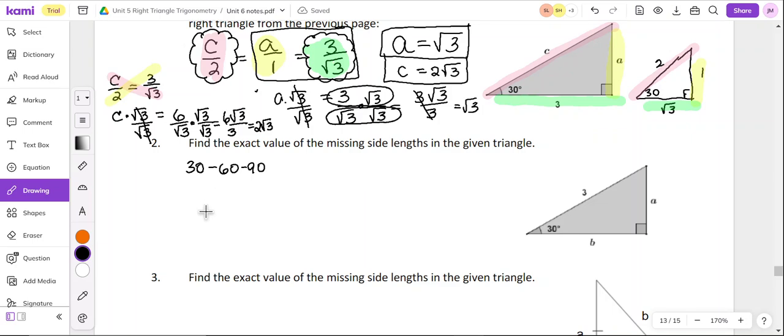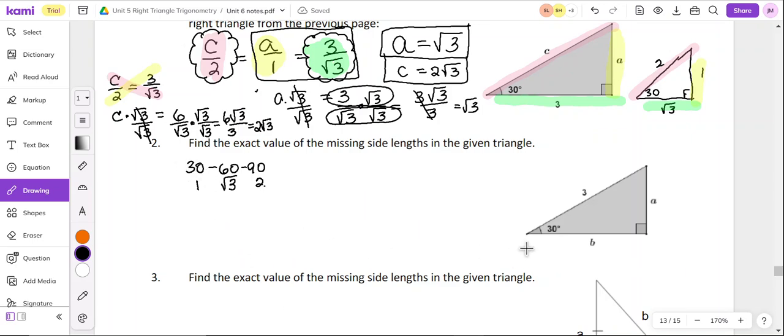All right, this comes from your brain. This one is 1. That one is 2. And this one is radical 3. And that one is radical 3. So far, so good? Yes or no?